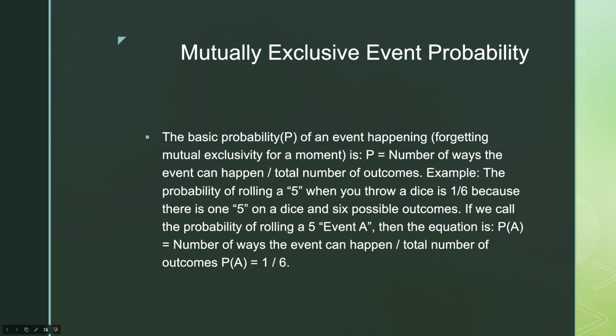If we call the probability of rolling a 5 event A, then the equation is P(A) equal to the number of ways the event can happen over the total number of outcomes. P(A) is equal to 1/6.